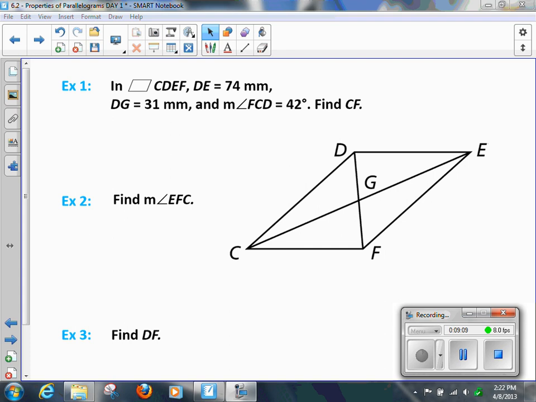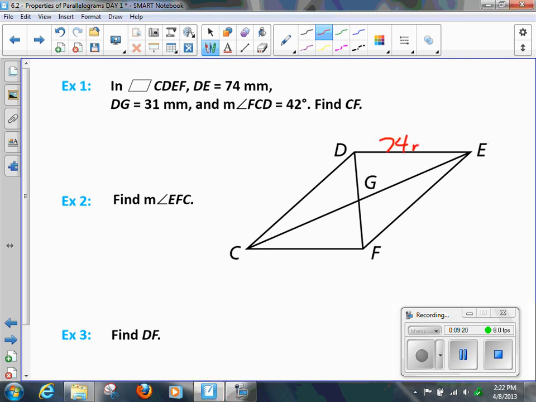It says in parallelogram CDEF, DE is 74 millimeters, and DG is 31 millimeters, and the measure of angle FCD is 42 degrees. Find CF. Find CF, which is right here.